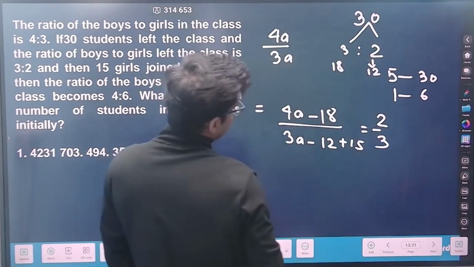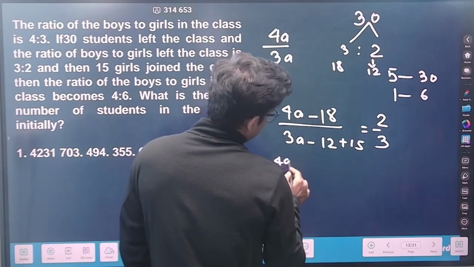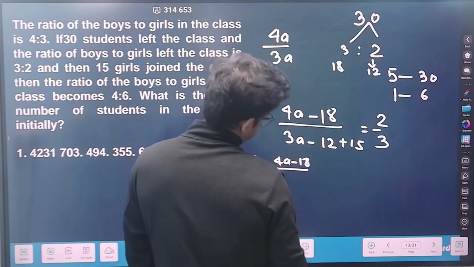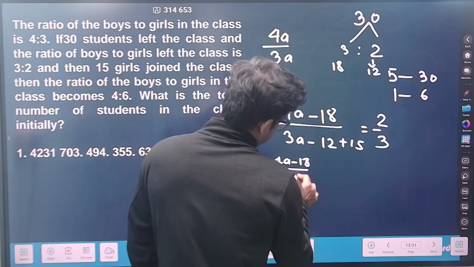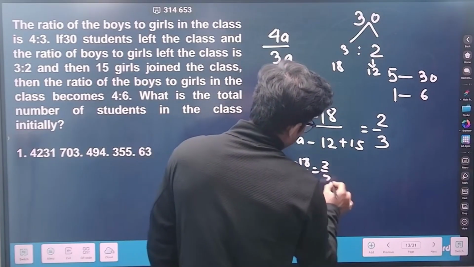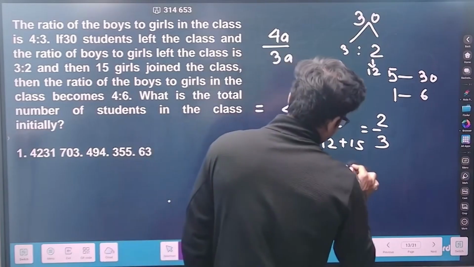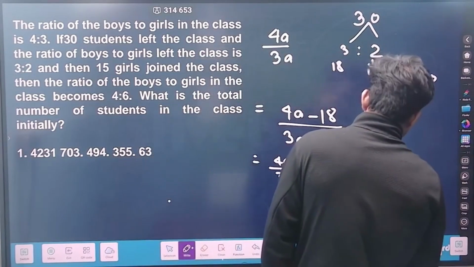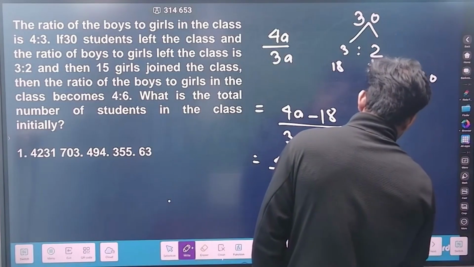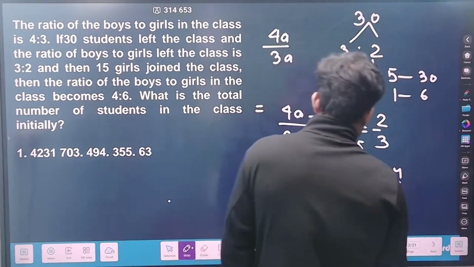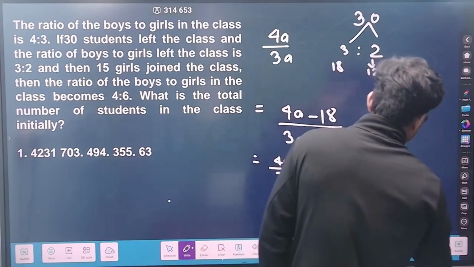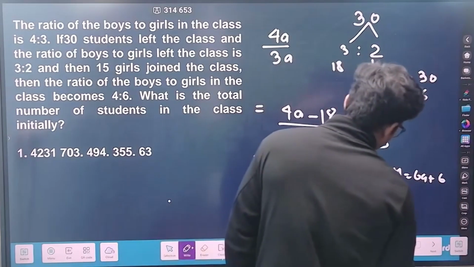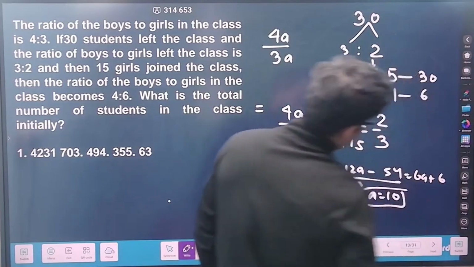Now you can calculate this part: 4a minus 18 divided by 3a plus 3 is equal to 2 by 3. From here, 4 3s are 12a, 12a minus 8 is 24, 3 ones are 3, and 154 divided by 3 gives 6a, sorry, 6a plus 6, isn't it? So from here the value of a would be 10.